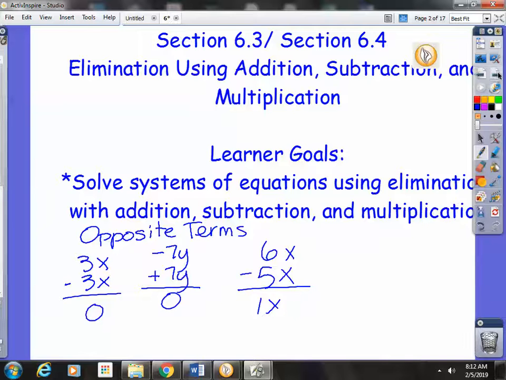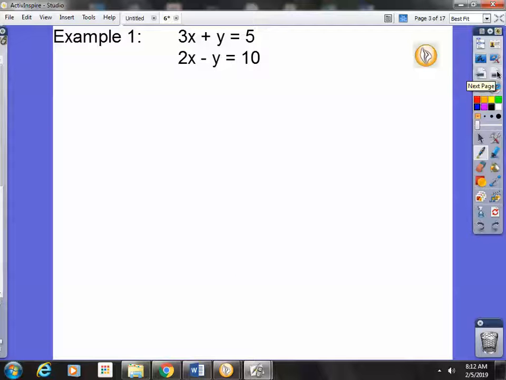Let's look at the first example. Please copy this into your notes. 3x plus y equals 5, and 2x minus y equals 10. We are solving this system. We want to get an ordered pair where these 2 lines are going to intersect. I could solve it by graphing, I could use substitution, or I could use this elimination method. Elimination will work if you have opposite terms. Do you guys see that we do have opposite terms in this problem? We have y and we have negative y right below it, don't we? So we're going to add these 2 equations.